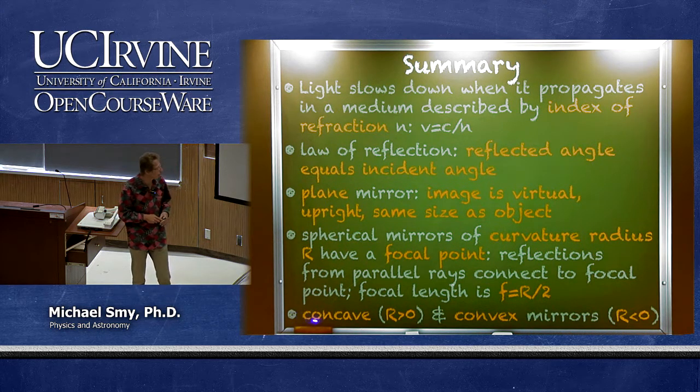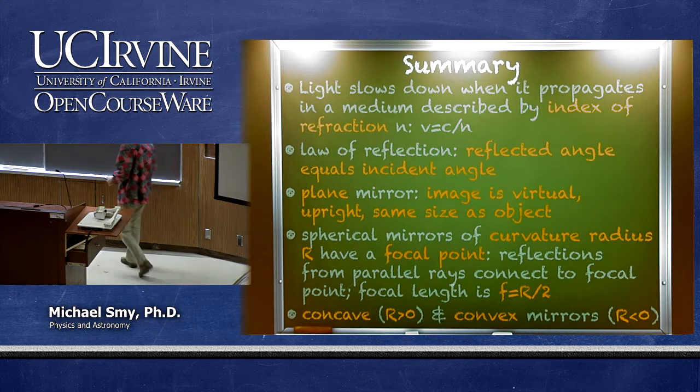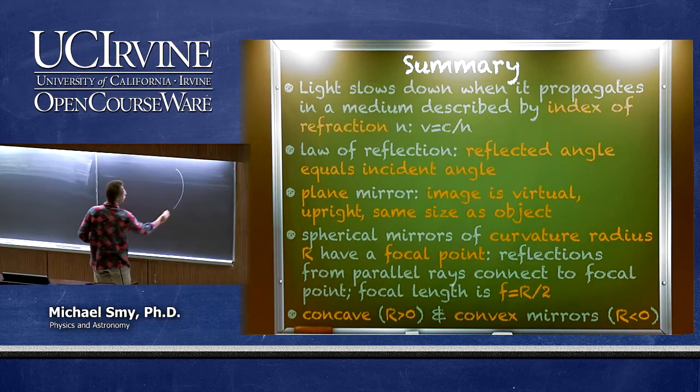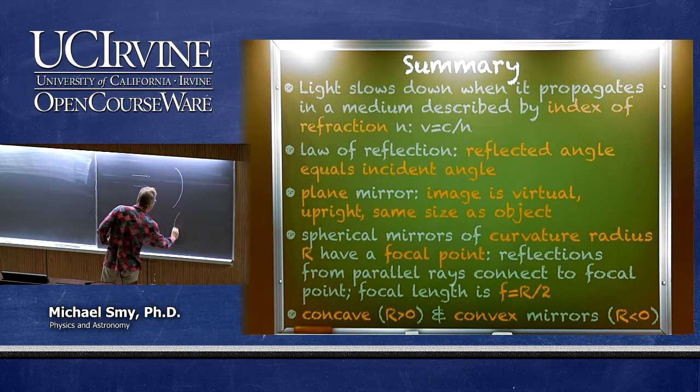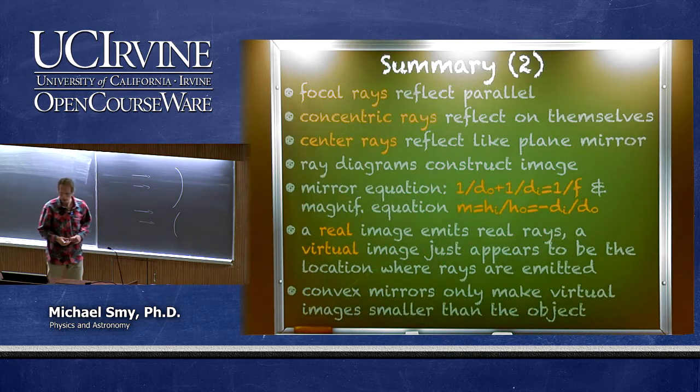And one distinguishes the concave mirrors, where one assumes that this radius is bigger than 0, and the convex mirrors, where it's smaller than 0. And concave means the mirror looks like this, where the light hits from that side. And convex means that it curves the other way. One can construct ray diagrams. Focal rays reflect into parallel rays, concentric rays which seem to go through the center of the sphere reflect on themselves, and center rays reflect as if it was a plane mirror.